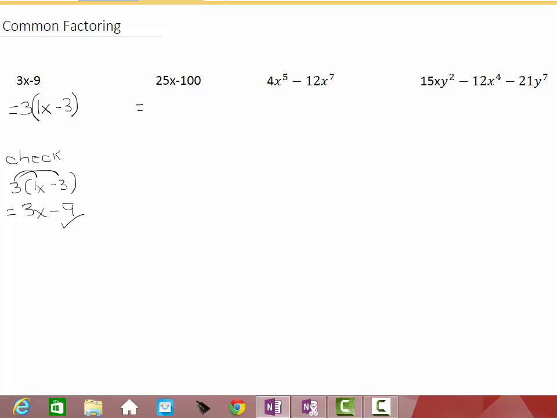Now let's look at this question here. For both terms, we could divide them both by 5, but we need to realize that we could also divide them both by 25, and we always want to factor out the greatest common factor to both. So here we're going to factor out 25, open our brackets. 25 divided by 25 is 1, and we have our x there. -100 divided by 25 is -4. So that would be our final answer. Again, you could do a quick check using distributive property to see whether you've done it correctly.